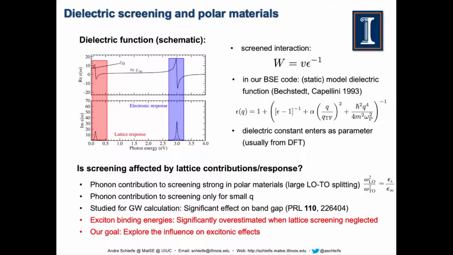And so what we now do is we're trying to include this lattice contribution in the dielectric function that we use to screen the Coulomb interaction. This has been done for GW calculations before by other people. They found that the band gap is significantly affected by it.